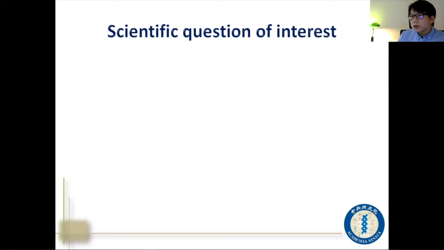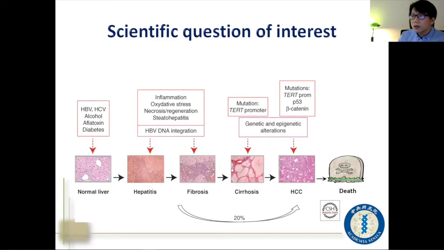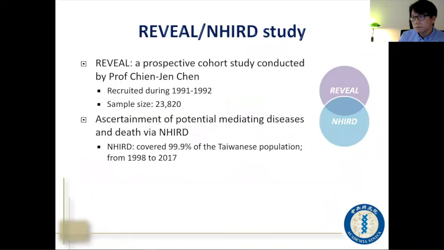The scientific question of interest here is the natural history of viral hepatitis. For example, if patients were infected by hepatitis B, their liver will have chronic inflammation and fibrosis, and when there is a massive amount of fibrosis, it will become liver cirrhosis. During the repeated inflammation and recovery, liver cells may accumulate somatic mutations and become cancer cells. Eventually, the patient will die. So what we are interested in here is three milestone events: hepatitis, liver cancer (HCC), and death.